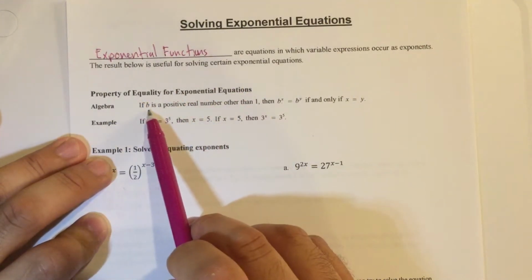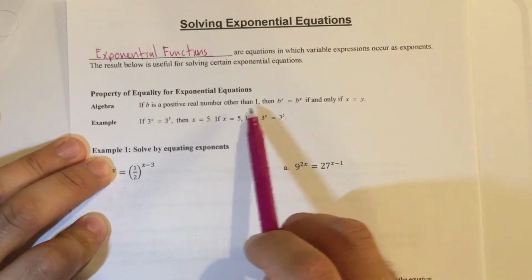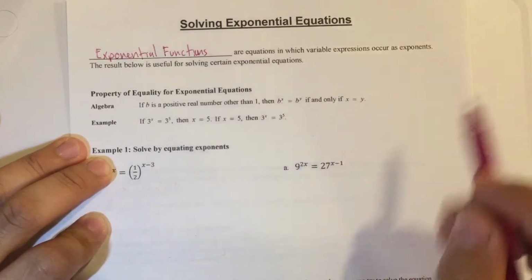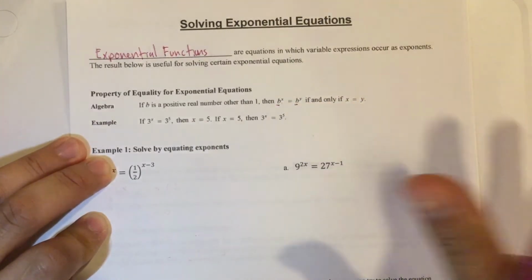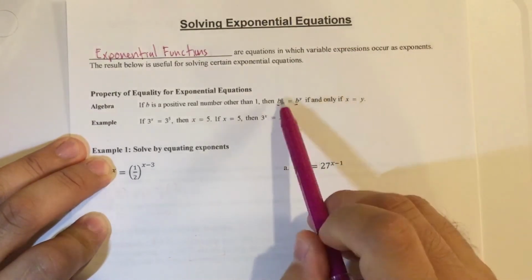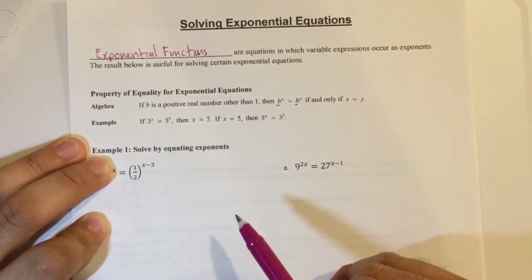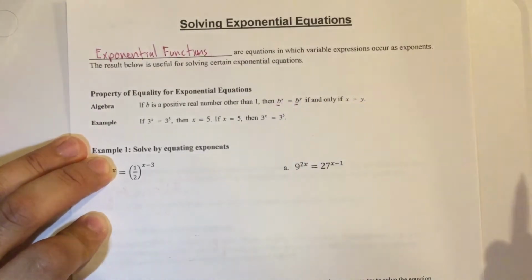If b, the base, is a positive real number other than 1, then b to the x equals b to the y. Hopefully you notice that these bases are the same. They can be 2, 3, 4, 5, whatever. As long as they're the same, what that means is these exponents also equal each other. So if and only if x equals y.